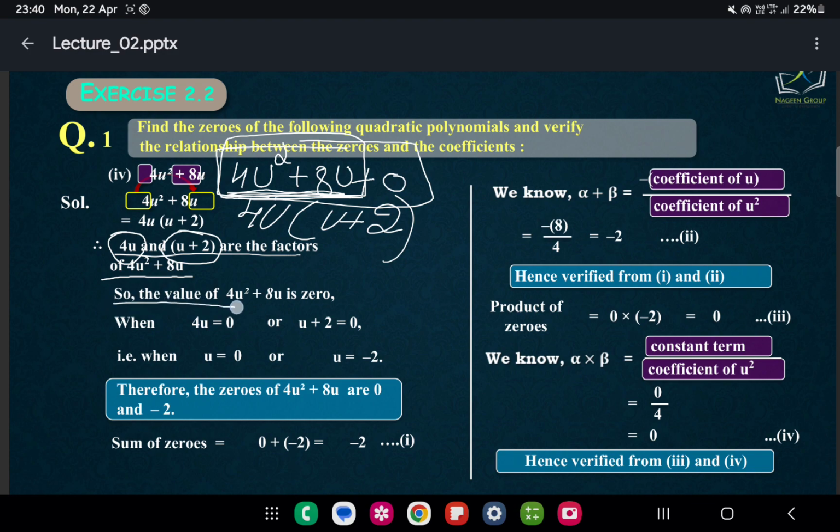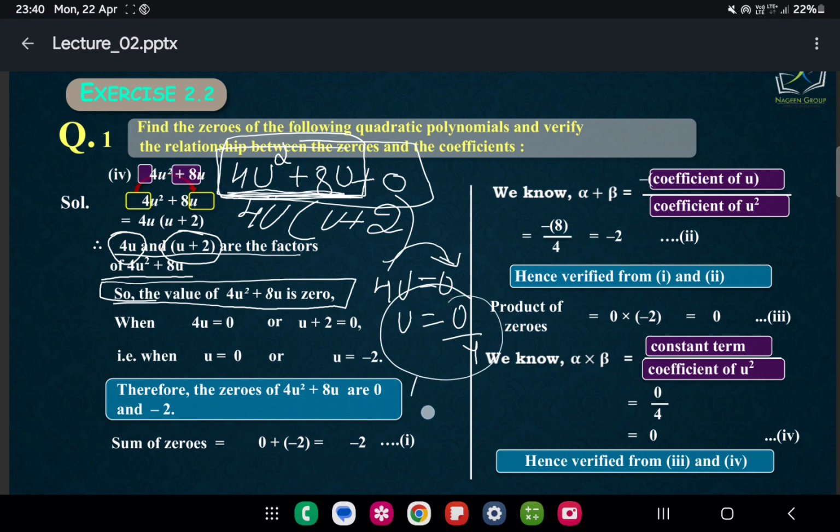So the value of 4u square plus 8u is 0 when 4u is equal to 0. So 4u is equal to 0, first one, and u is equal to, shift the 4 to right hand side, you will get 0 by 4. That is always u is equal to 0.